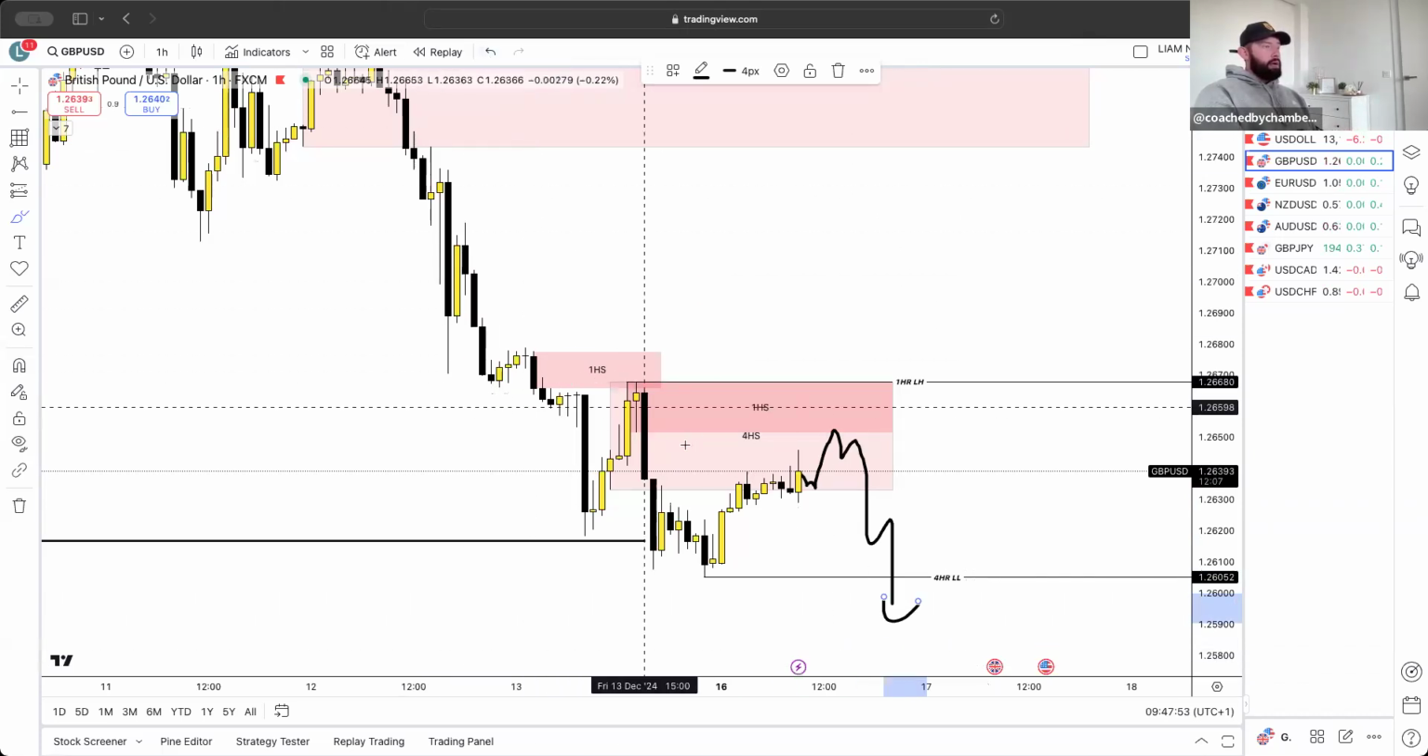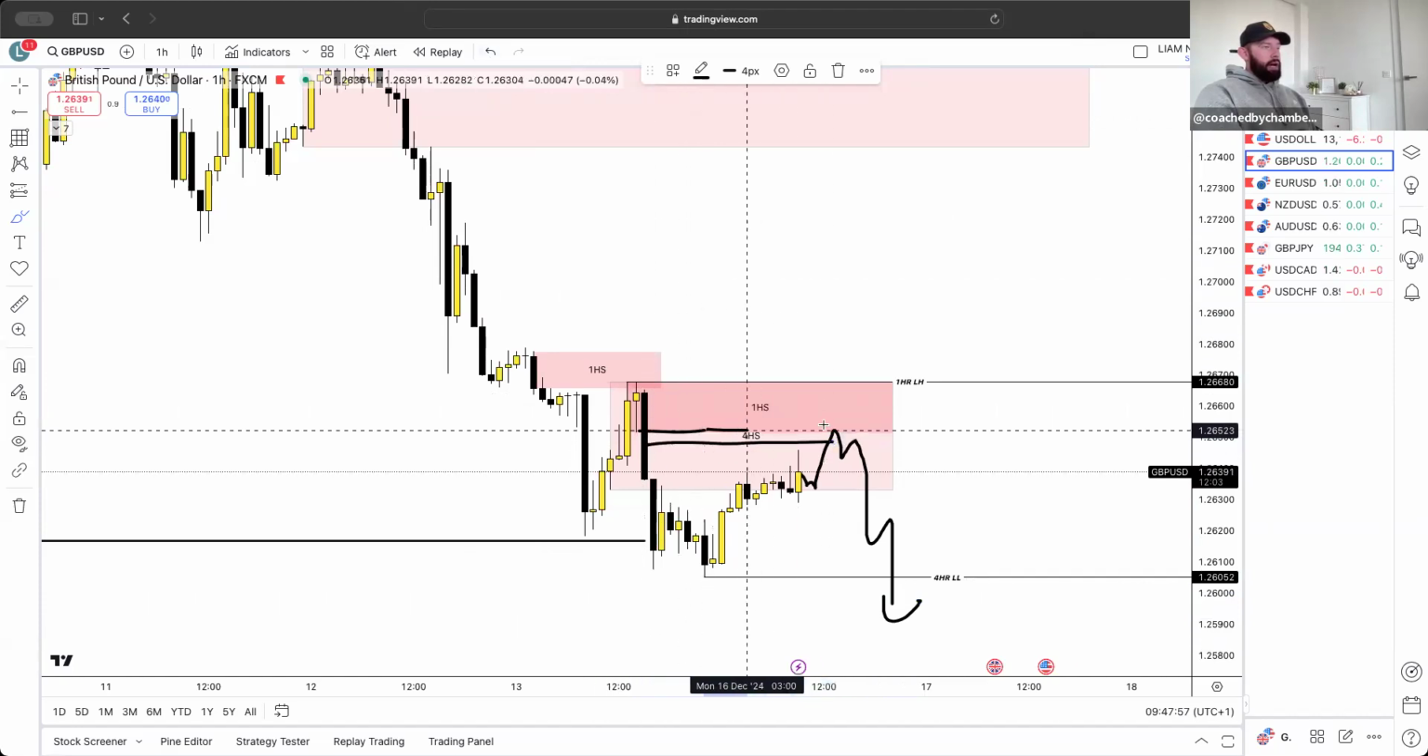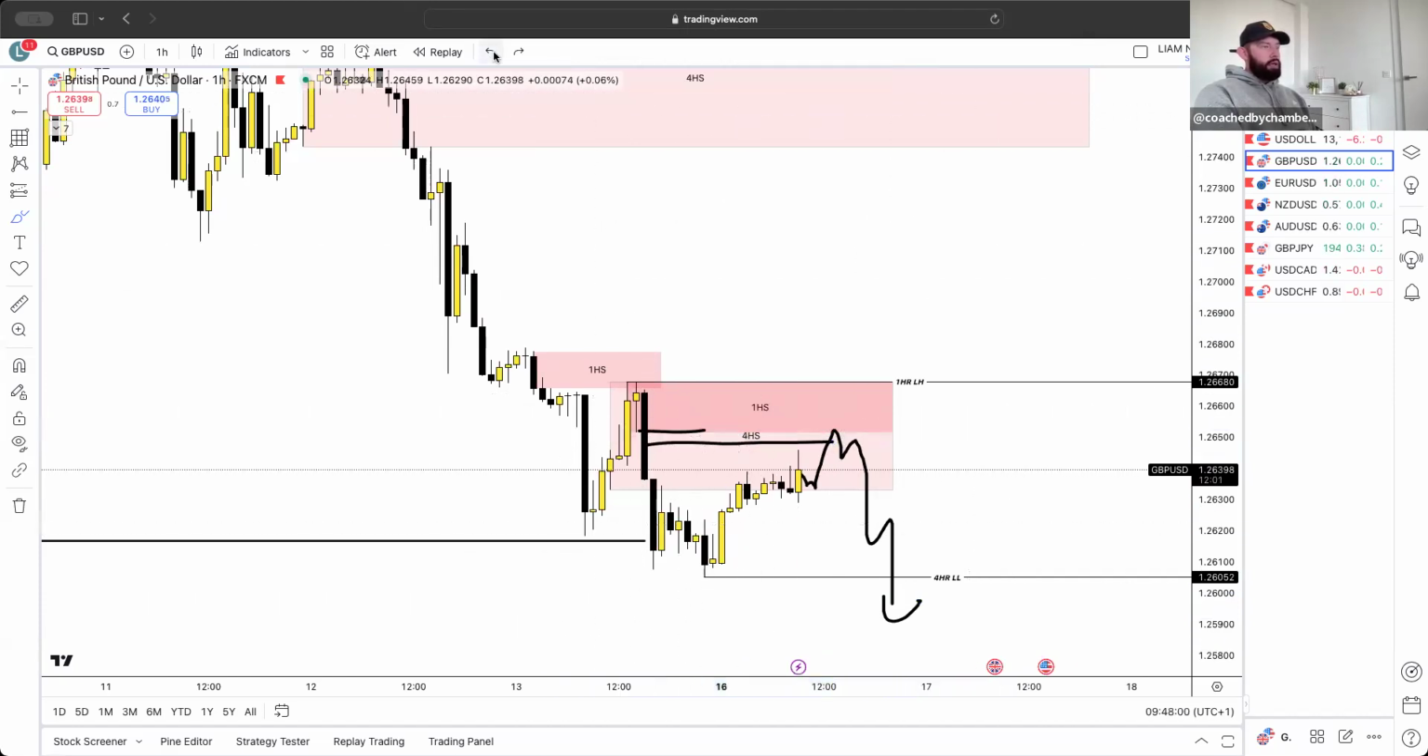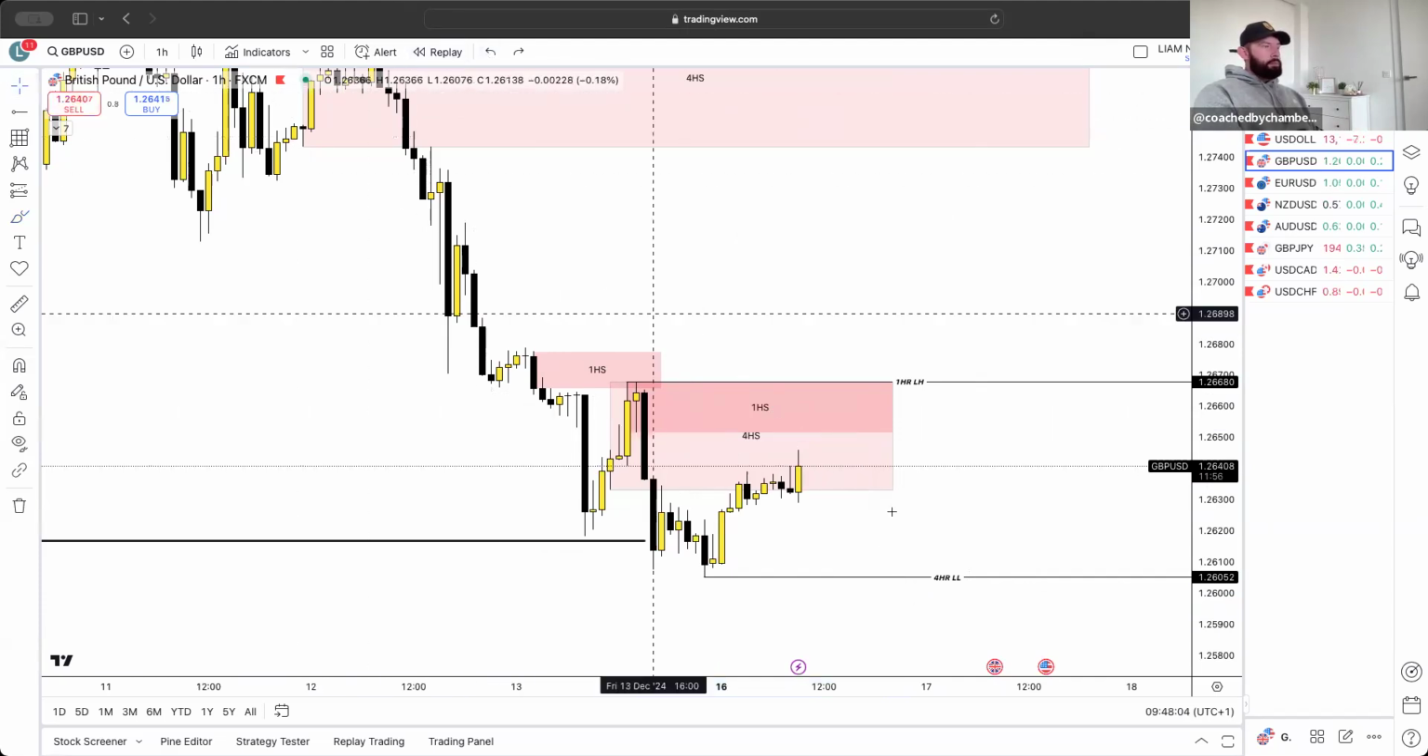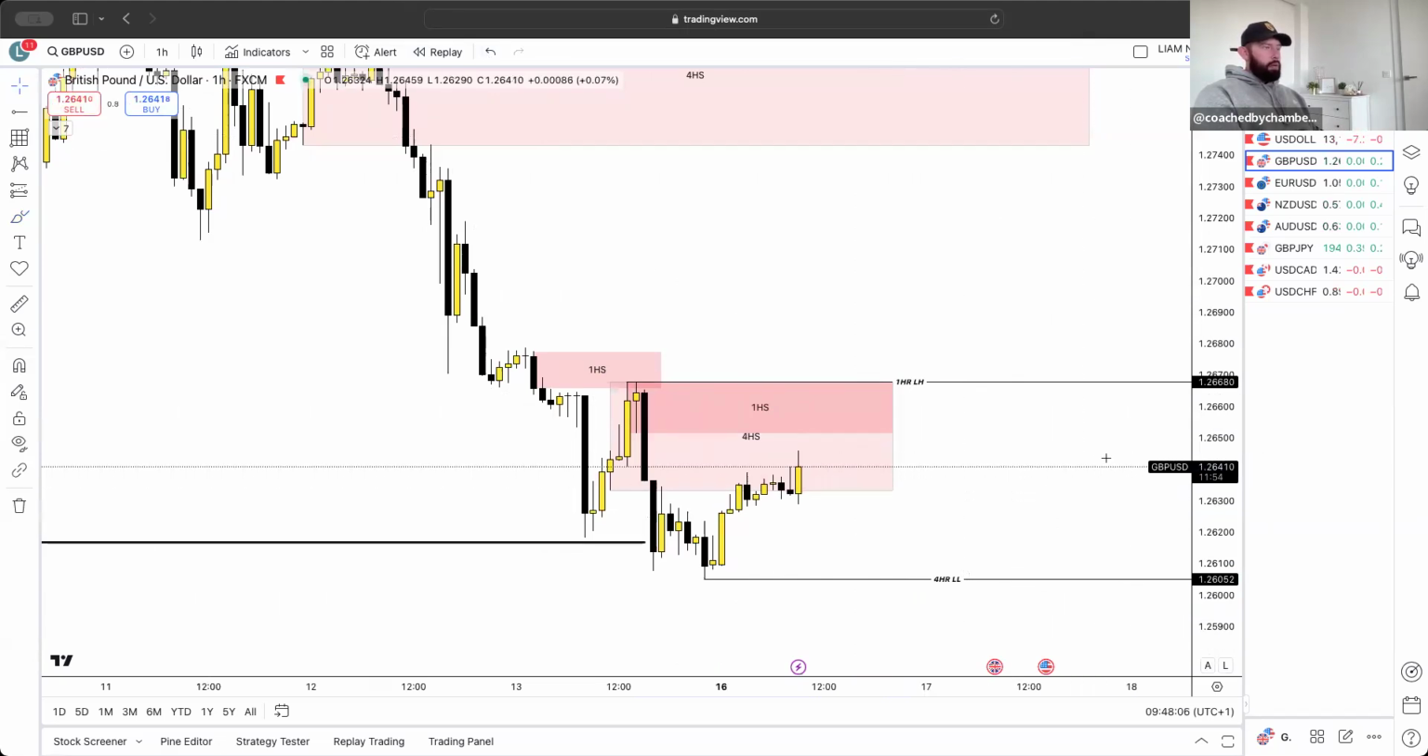The 1 hour supply met. We still have this imbalance around this area that I would also like to be seen filled. So that is what I am looking out for. But also, we could just react from this 4 hour, because this whole 4 hour supply, from this bottom here to this top, is one 4 hour supply handle. So yes, right now we could just see movement away from this.